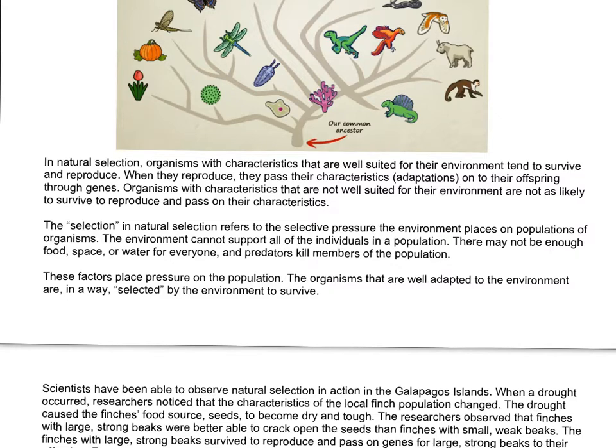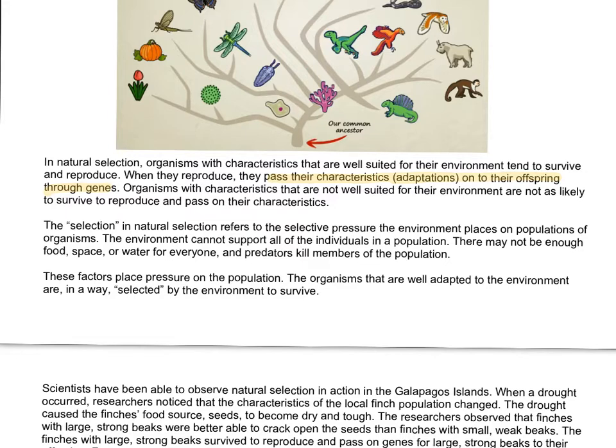In natural selection, organisms with characteristics that are well suited for their environment tend to survive and reproduce. When they reproduce, they pass their characteristics, adaptations, onto their offspring. Okay? So once again, when organisms reproduce, they pass their characteristics onto their offspring through the genes. Organisms with characteristics not well suited to the environment are not likely to survive and reproduce and pass on their characteristics. So this is really important for the survival of species.